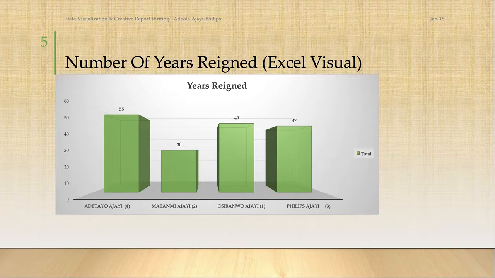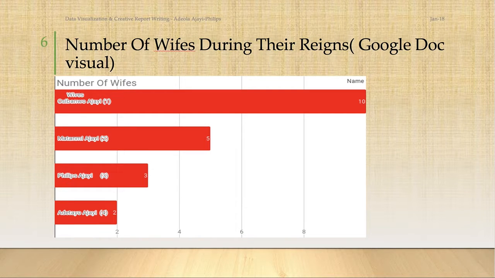Now, this is the Excel presentation. The Excel visual shows the number of years that they have reigned. My father, I projected that he's going to stay 55 years because he's a very elderly man, and this is someone who cares about his health too. Now, this is the number of wives during their reign.